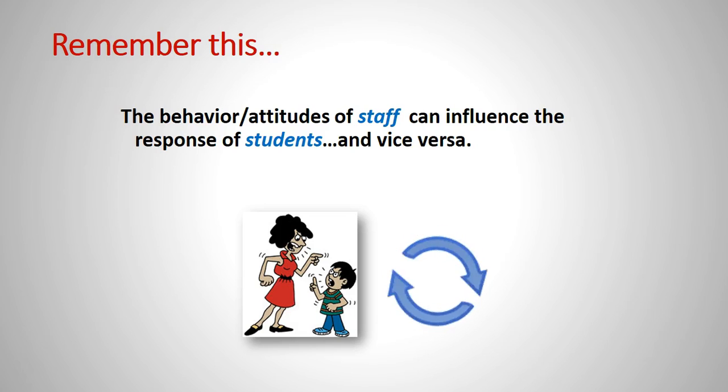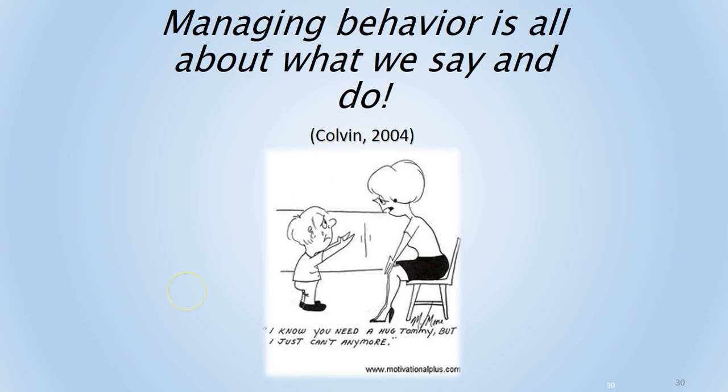We need to act responsibly. We need to model appropriate behavior and use de-escalation techniques that won't further the escalation from this individual. We can think of it this way. Managing behavior is all about what we say and do. In other words, we have a big influence over the outcome of a situation where an individual is escalated. We have the ability to make things better or worse, depending on how we handle it.